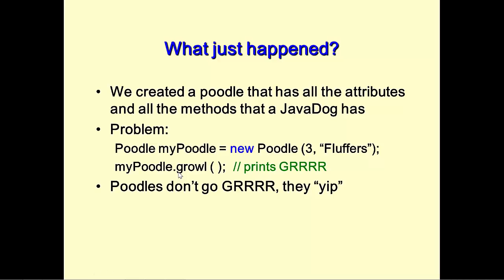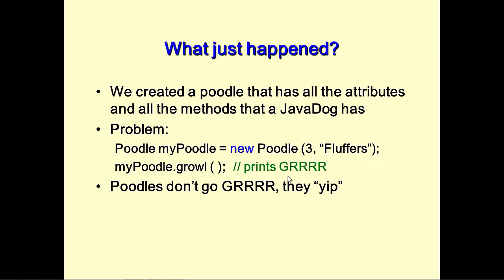Okay, so what just happened? We created a poodle, and it has all of the attributes and all of the methods that are public from the Java dog. The problem is that if I were to create a poodle, like you see right here, my poodle gets a new poodle, and it weighs 3 pounds, and its name is Fluffers. If I were to tell that poodle to growl, it's actually going to print grr, but poodles don't really grr, they yip because they're really small.